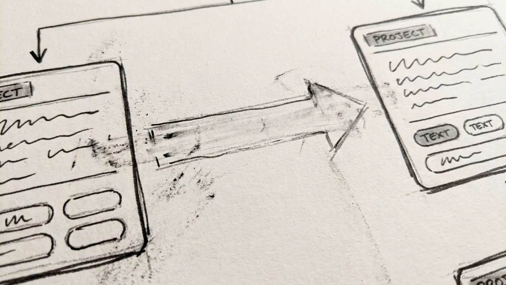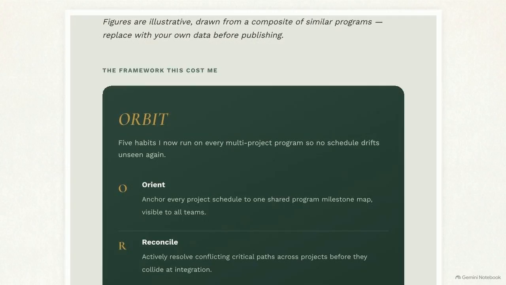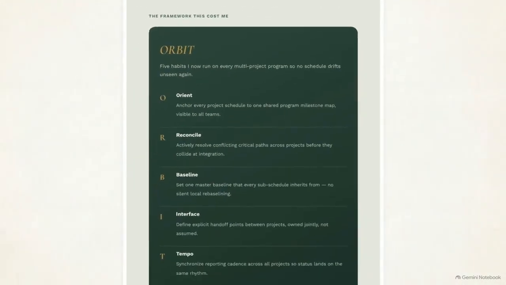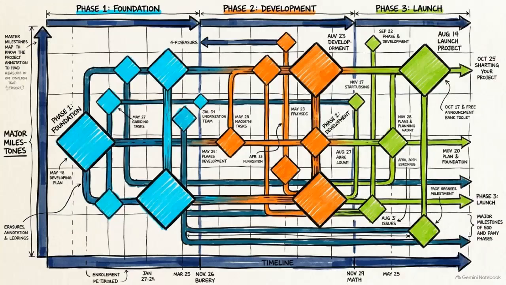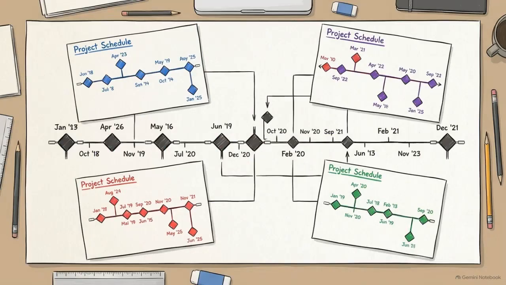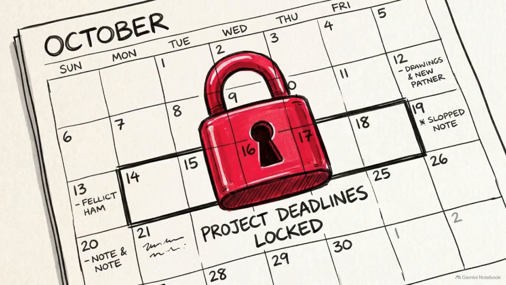A program schedule functions as a network of handoffs and shared dependencies. When these relationships aren't tracked, individual project timelines lose their relevance to the final outcome. Resolving this requires a system that forces structural transparency. The Orbit framework provides the specific rules needed to anchor these moving parts.